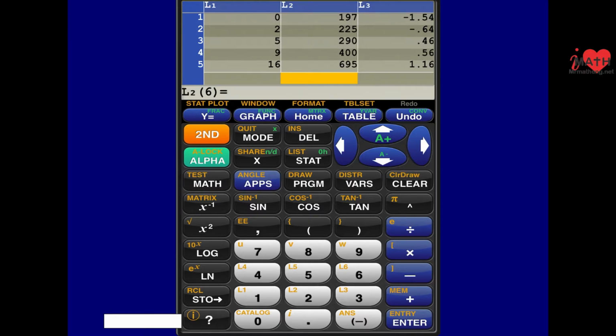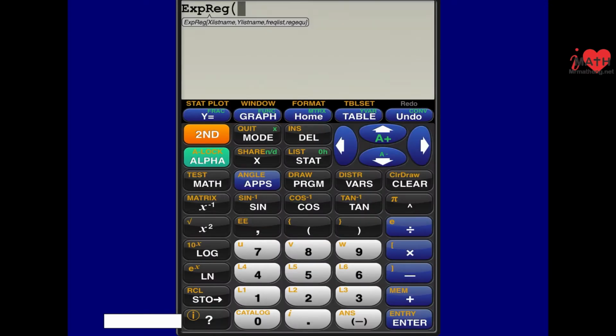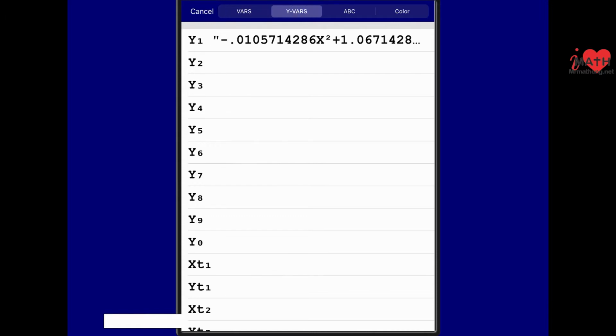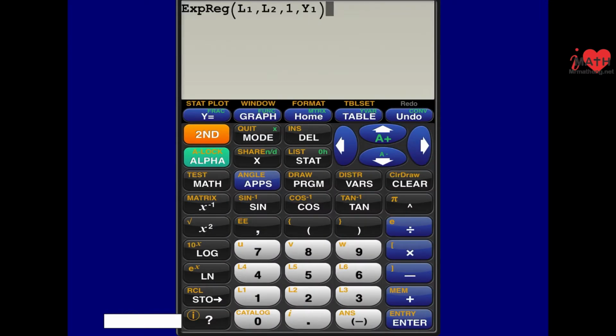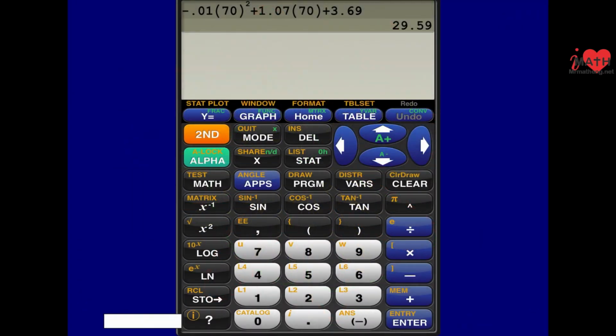Okay, now I'm going to press stat, calc, and then I'm looking for exponential regression, which is A. Then we're going to do our second 1, second 2, comma 1, comma, vars, y1. And of course it crashed on us. Did not like us. Let's try that again.